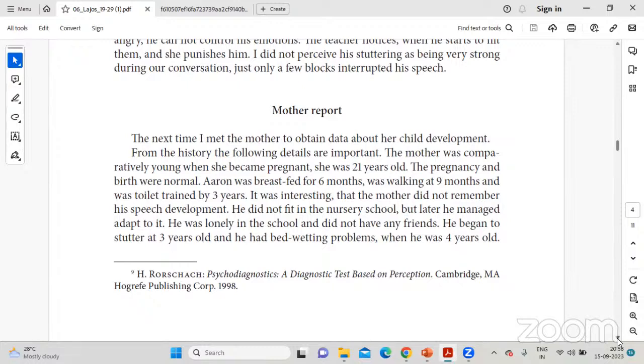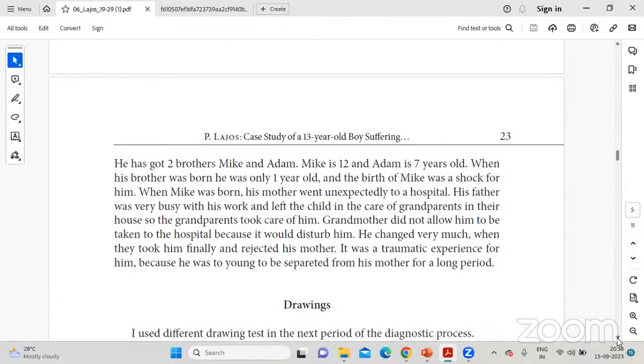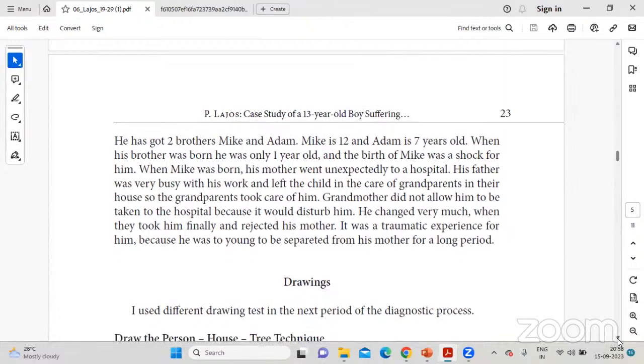They noted that the mother did not remember his speech development process. He did not fit in the nursery school, but later he managed to adapt to it. He was lonely in the school and did not have many friends. He began to stutter at 3 years old, and he had bedwetting problems when he was 4 years old. All these descriptions were included in this part: how the problem developed and what were the specific life events which might be playing an important role in this case. All those things were reported here.